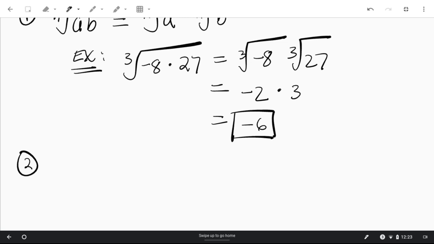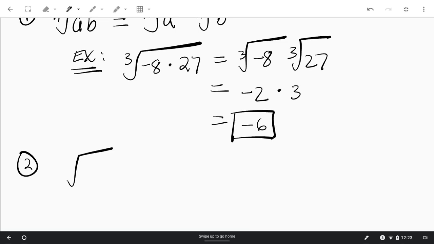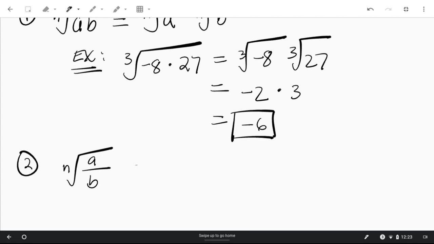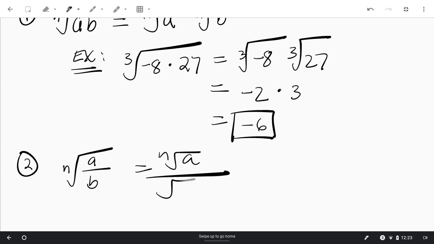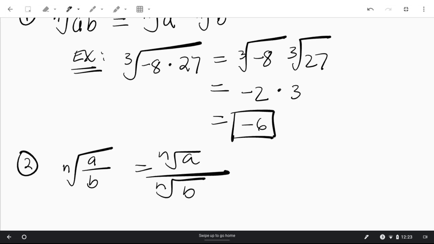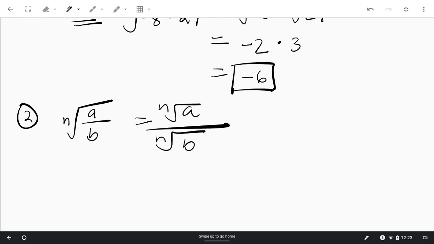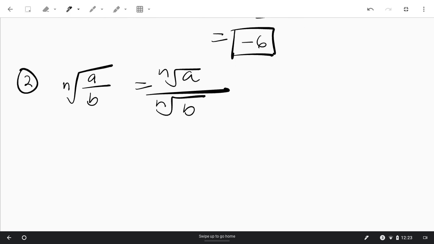All right, let's take a look at this one. This property says that if you're taking the nth root of a quotient, same thing as the one above, you can split them up. So we can do the nth root of A divided by the nth root of B. Again, it might be easier to split them up because they're already perfect nth roots.